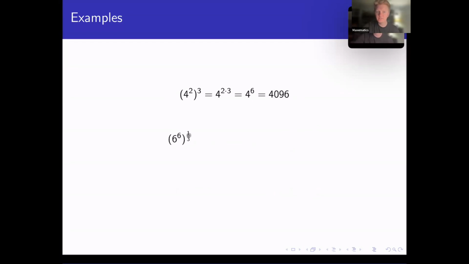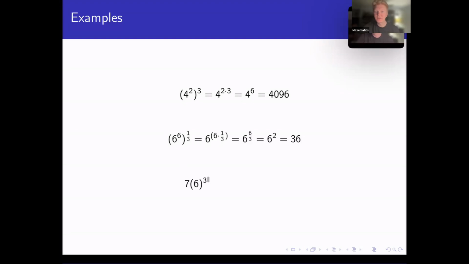6 to the 6th to the 1/3. Again, even though this is a fraction, it doesn't change anything. If we have a power raised to another power, just like we did here, we are going to multiply. 6 times 1/3 would be 6 over 3. 6 over 3 is 2, and 6 squared is 36.